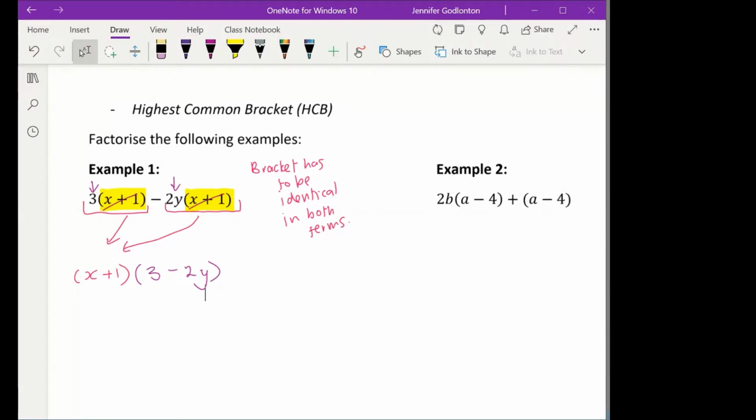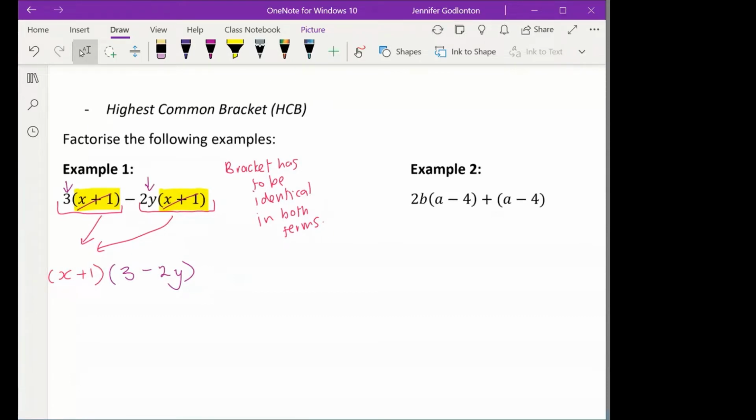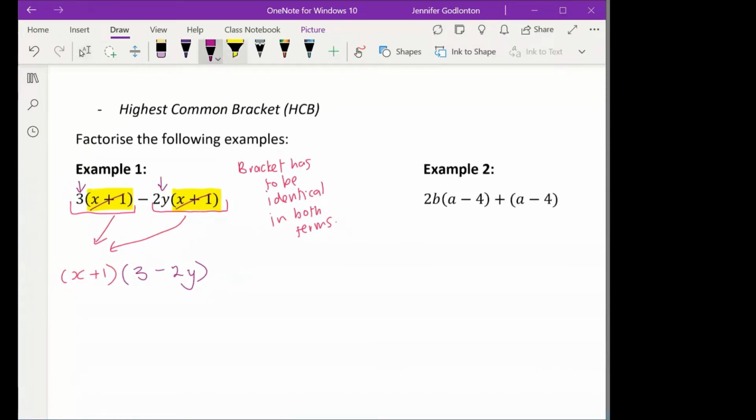Okay, so example 2, we're going to look at it again. Again, we've got 2 terms. Have we got an identical bracket? We absolutely do. We've got a minus 4 in both of them. Now, this one is a bit sneaky because there isn't a number there. But remember, if there's no number, we can just put a 1. We can put a secret 1.